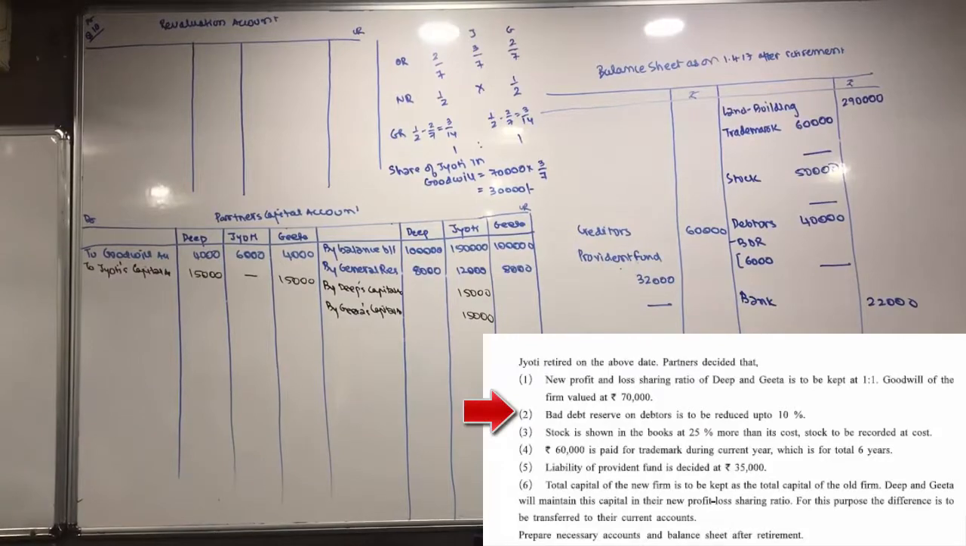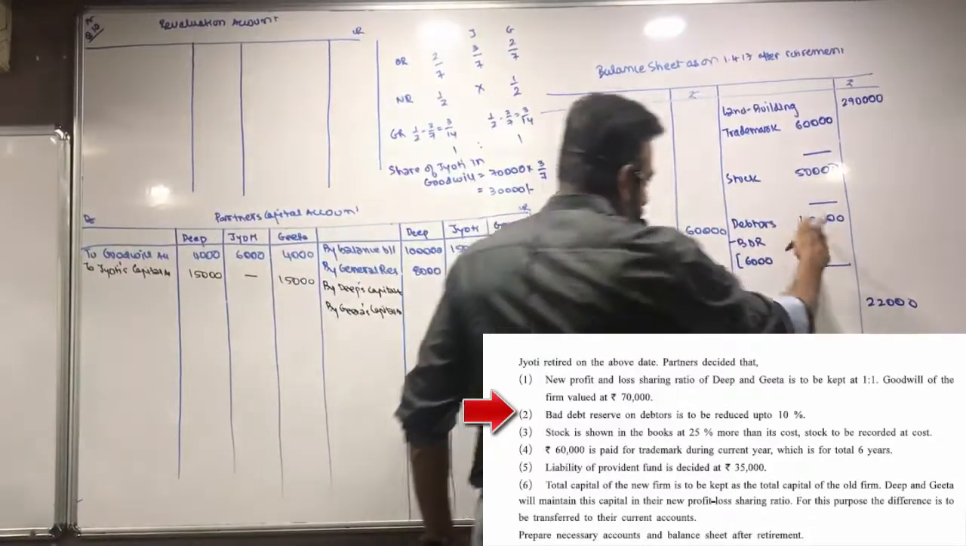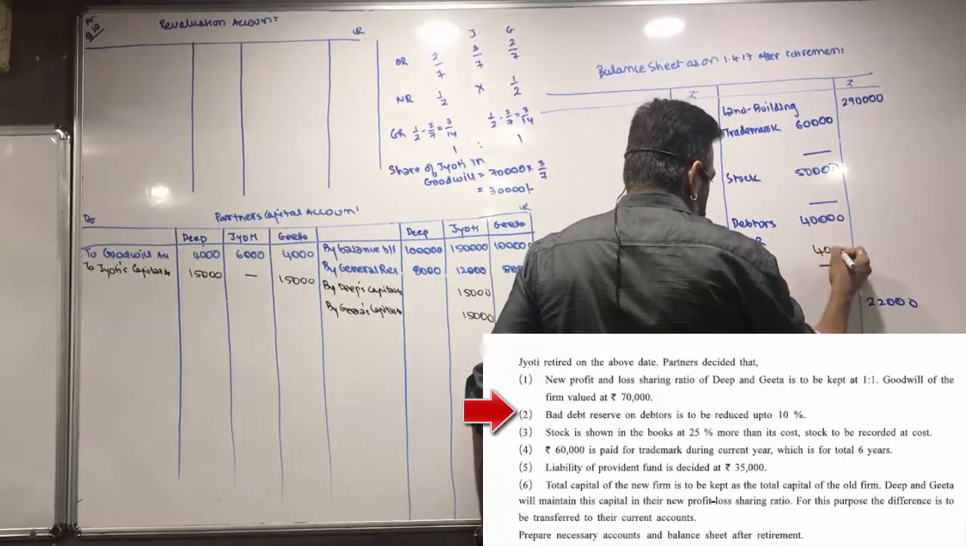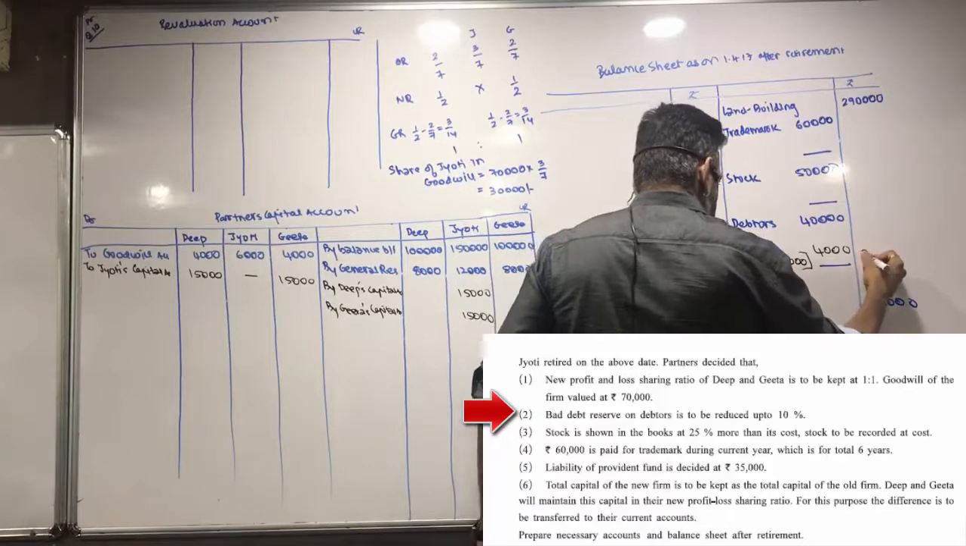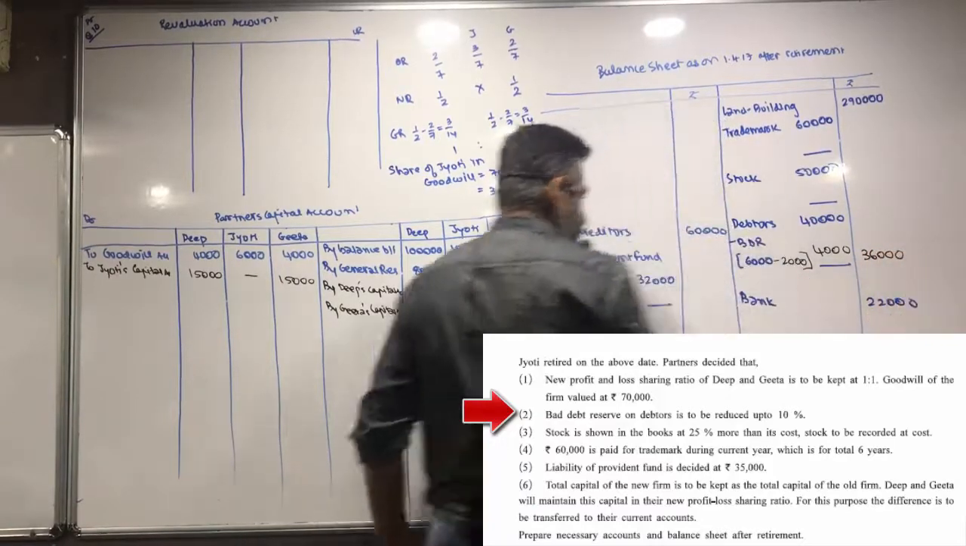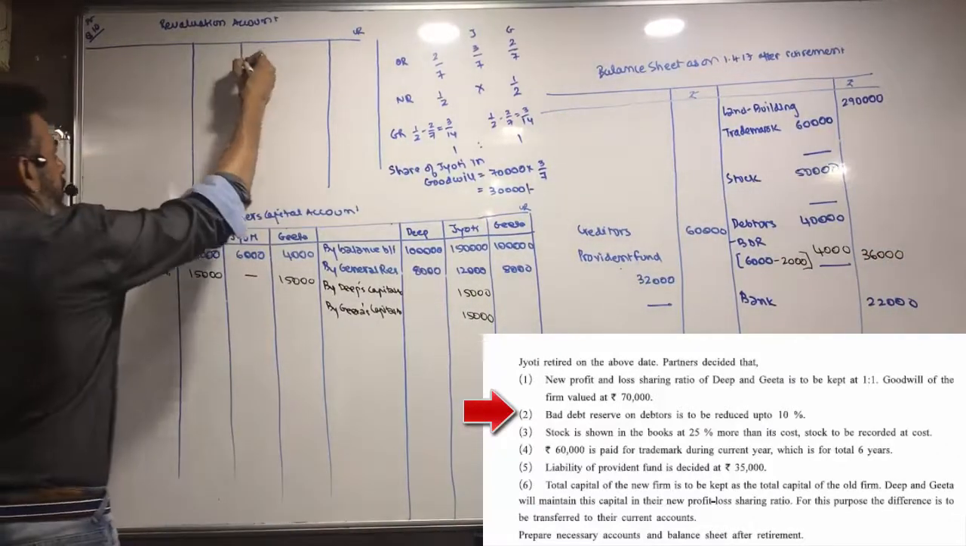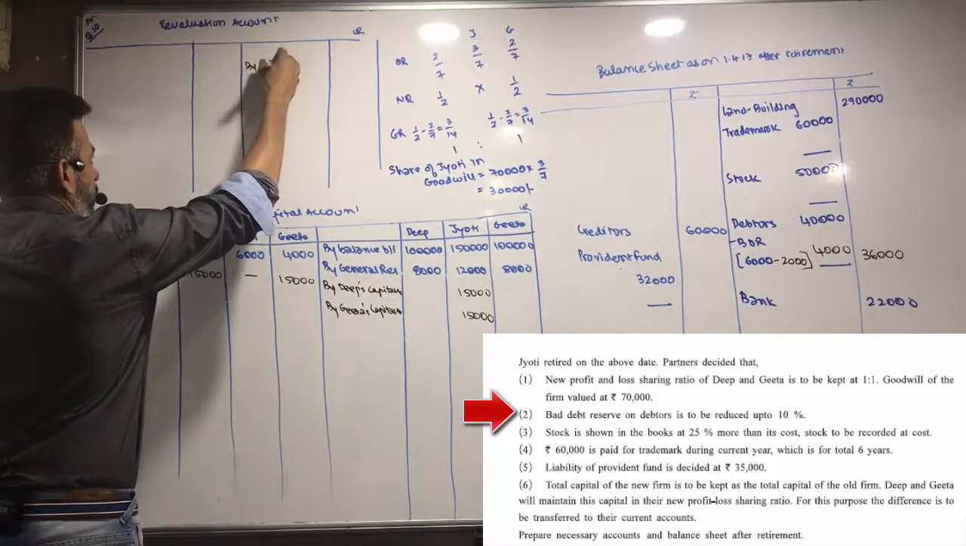Bad debt reserve is to be reduced up to 10%. So 40,000 cut 10% is 4,000, so minus 2,000. Second effect, by bad debt reserve.